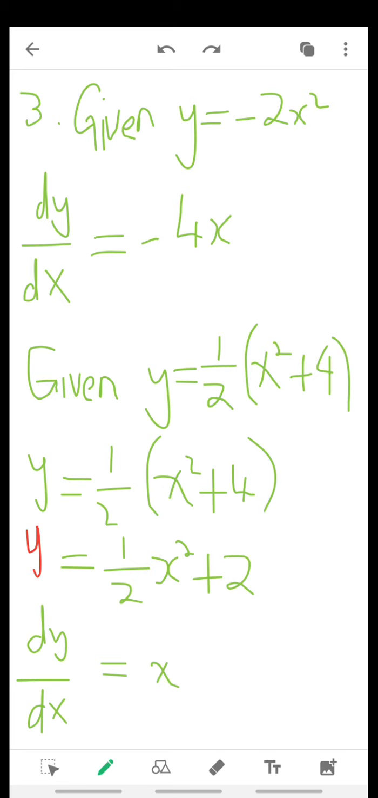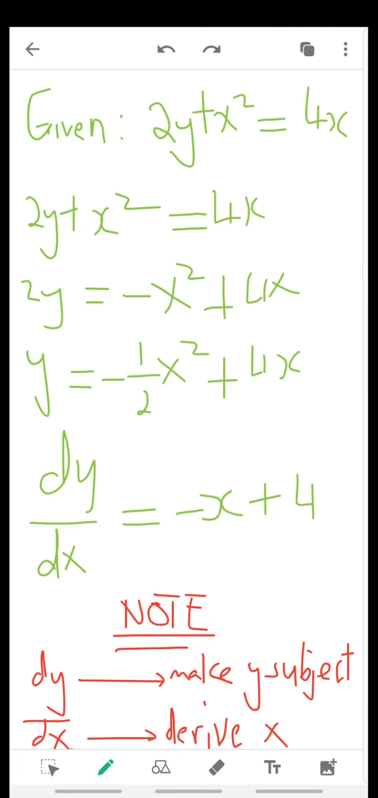Like 1x to the power half. Then the constant is 0, so they are substituting 0. But remember, the derivative of 0 is 0, so we don't need to solve the problem. Right? Now let's go to another example.